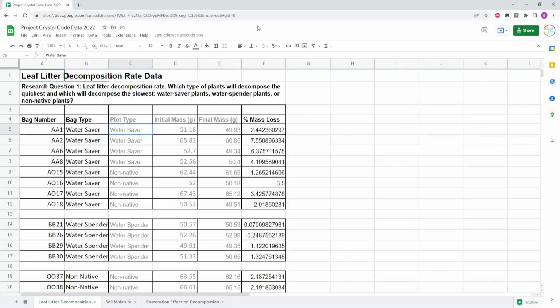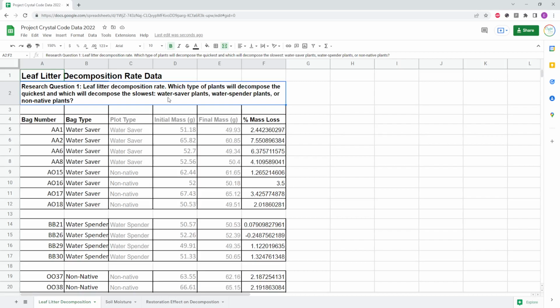So here on this sheet, we have one research question and a ton of data that can help us out. So let's take a look at this first research question and what it's about. So this first research question focuses on leaf litter decomposition rate. So more precisely, we're looking at which type of plant will decompose the quickest and which types will decompose the slowest. Water saver plants, water spender plants, or non-native plants.